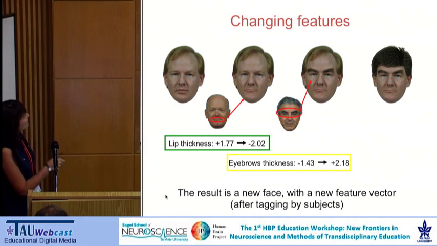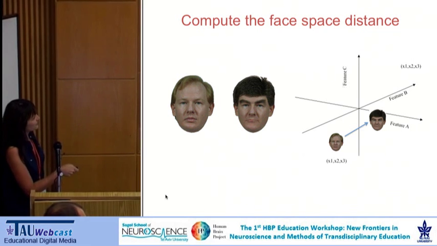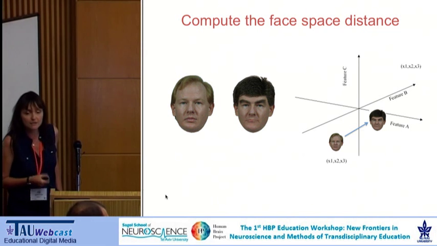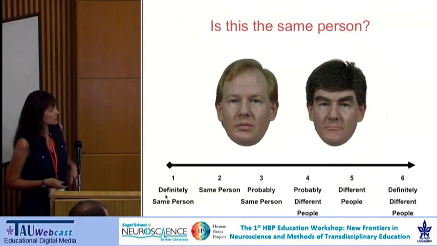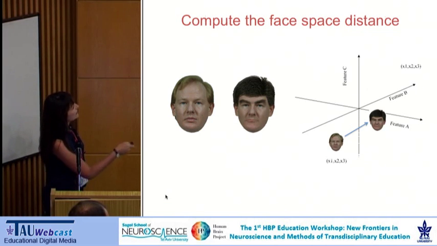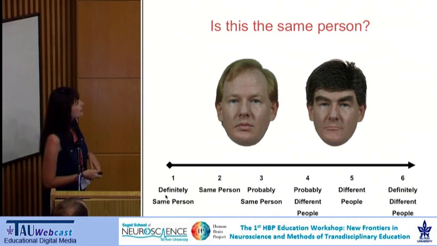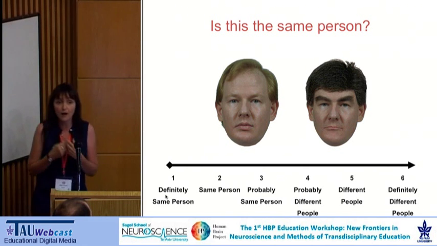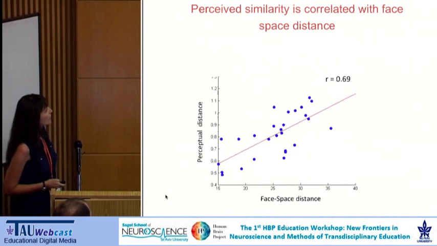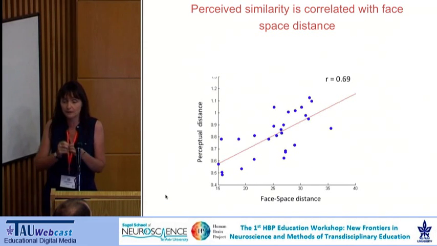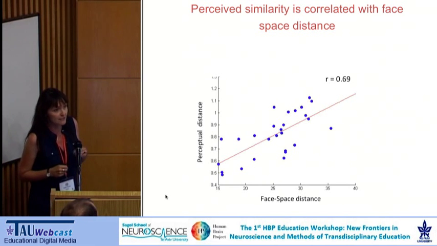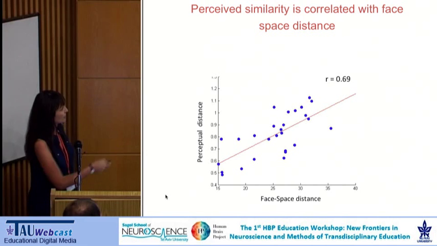So this guy has thick lips. We replace his mouth with that of a guy with thin lips. He has thin eyebrows. We replace his eyebrows with thick eyebrows, and we get this new face. And by doing that, we move the face to a different location, and then we ask subjects how similar are the two faces after we make those changes. So we then look at the correlation between the difference of the original face and the changed face in the face space, and the perceptual judgments that we get from people of whether those two people look the same or not, and this is the correlation. So the correlation between the difference that we found in face space and the similarity judgments is actually highly correlated.